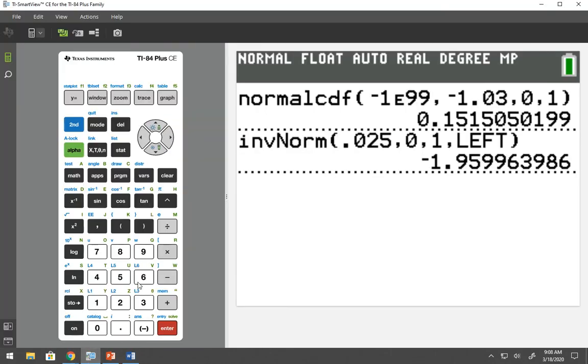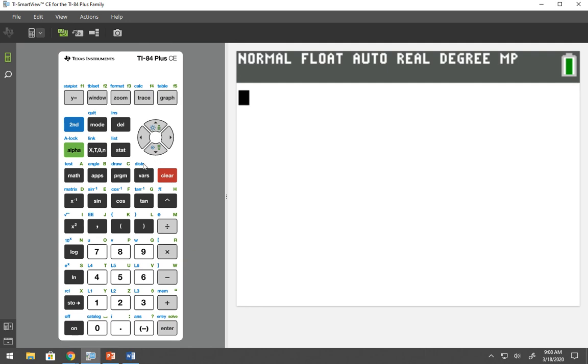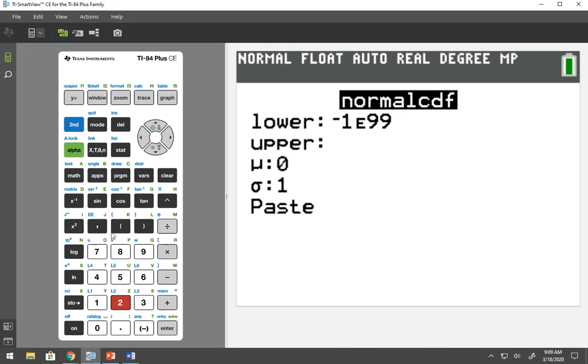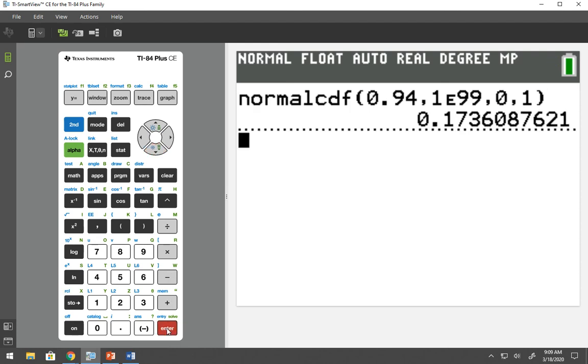All right, I was able to fix that for you. I rebooted the thing. So again, I want to calculate that normal CDF. I want to go 2nd, vars, number 2 for normal CDF. Remember that my cutoff was 0.94. Remember my value going to the right is my very large 1E99. That puts me way to the right. I'm going to paste that in, and I get approximately a p-value of 0.174.